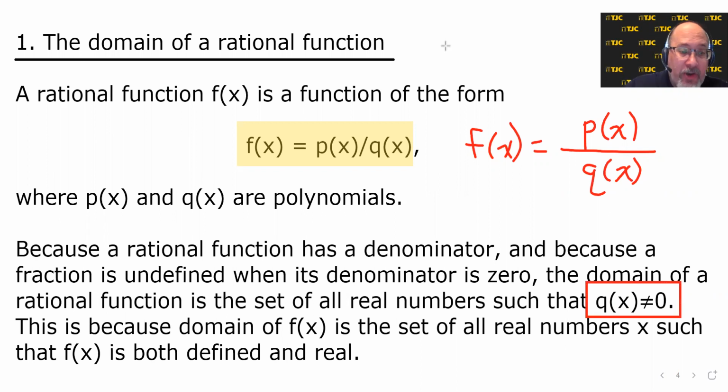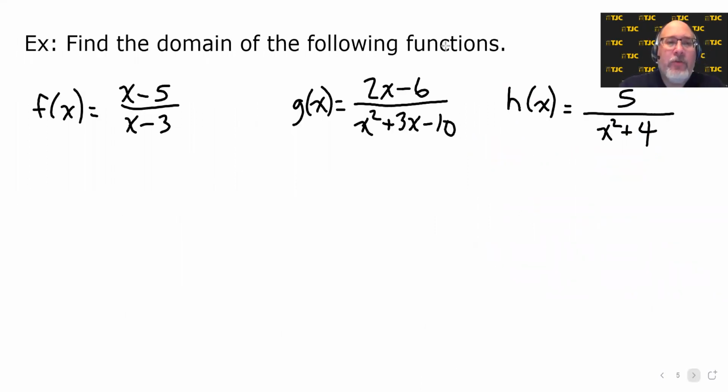So we're focusing on the number defined here. What makes a number undefined, at least at this stage, is if it's a fraction whose denominator is 0. So we have to avoid that. So let's take a look at a few examples. Find the domain of the following functions. The first one is f of x equals x minus 5 over x minus 3. So this one right here.